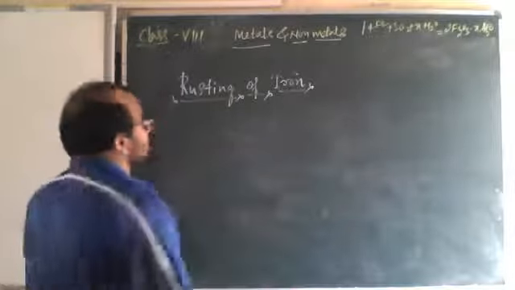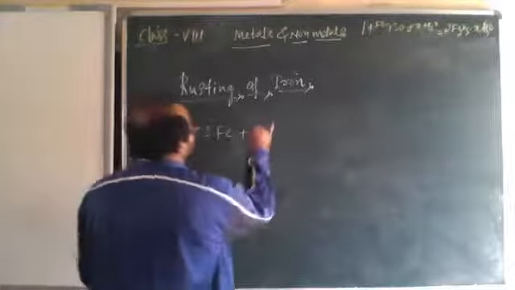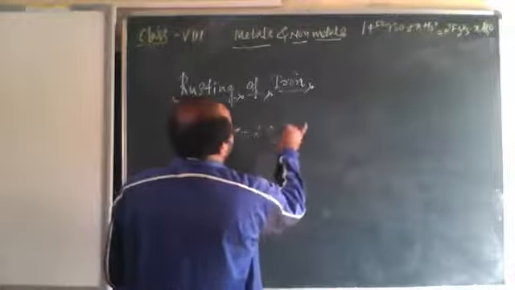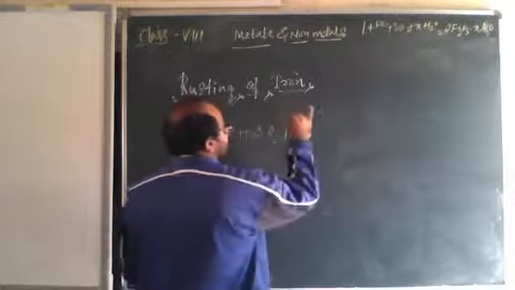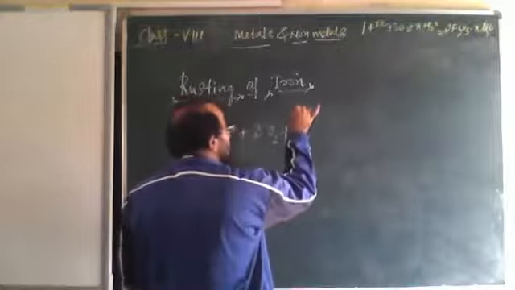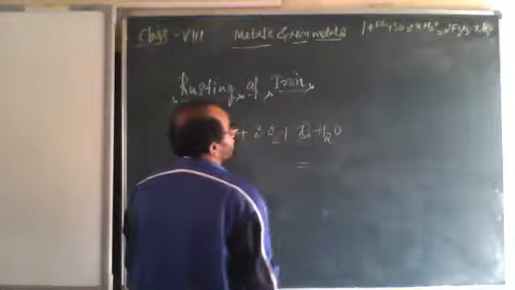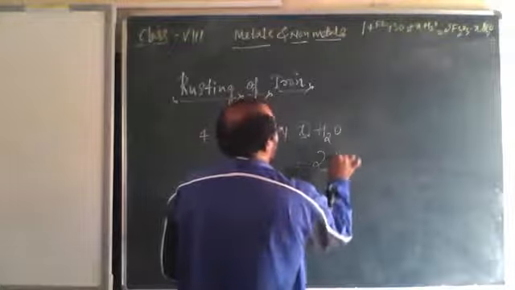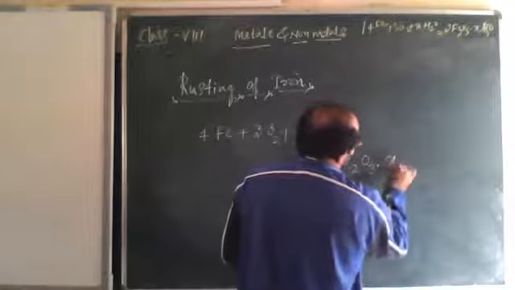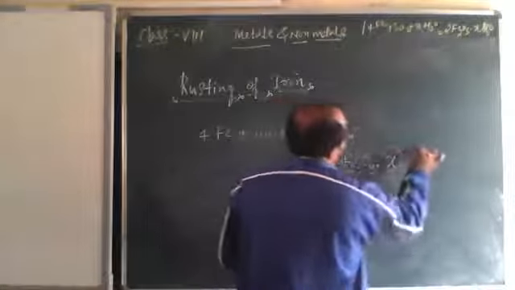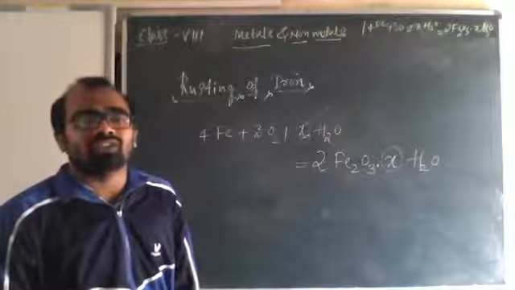So what is the formula? See here: 4Fe plus 3O2 plus, see, this is x times, this means multiplication. You can write here 2, 3, 1, 4, anything you can write, into H2O. This will give you 2Fe2O3 into x times, whatever x you have written here, H2O. This process is called rusting of iron.